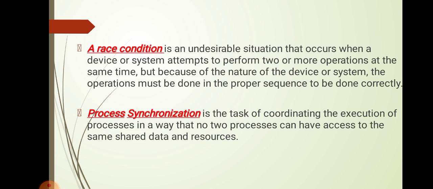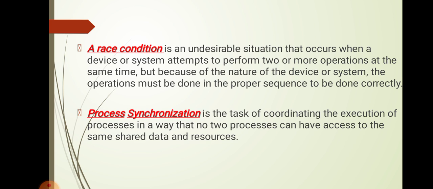A race condition is a situation that occurs when a device or system attempts to perform two or more operations at the same time, but because of the nature of the system, the operations must be done in a proper sequence to be done correctly. In a simple manner, a race condition is a situation in which several processes access and manipulate the same data and resources simultaneously, and the outcome depends on the particular order in which the access has taken place.